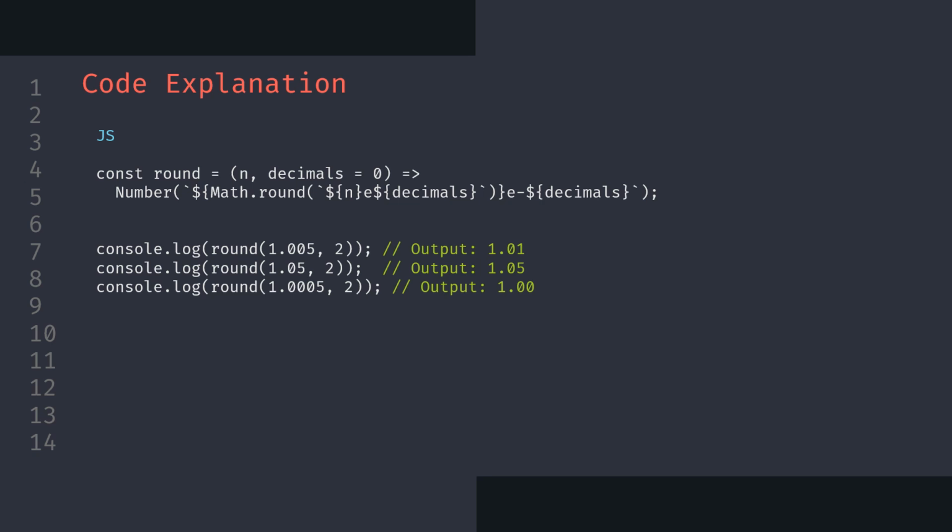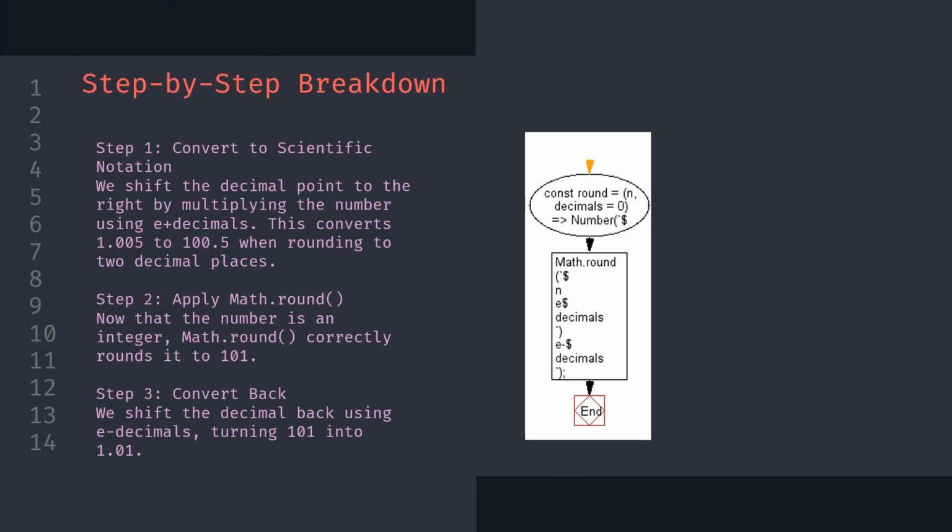This function converts the number into a scientific notation, rounds it, and then converts it back. This prevents floating point errors and ensures accurate rounding. This approach eliminates floating point errors by leveraging scientific notation. The key idea is shifting the decimal, rounding, and shifting it back.